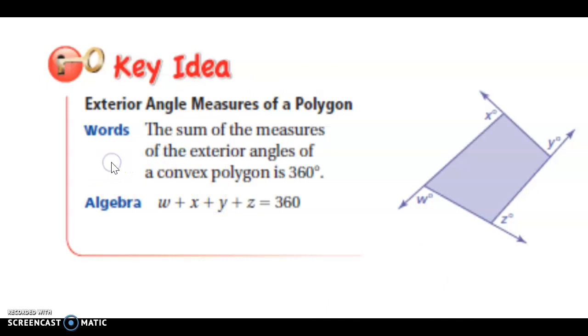Convex polygon just means there's no caves. Right? It never goes inside the shape. There's no caves in it. So every convex polygon, all the exterior angles add to 360.